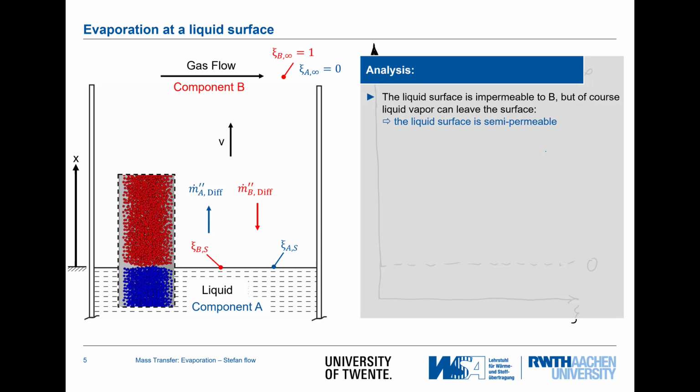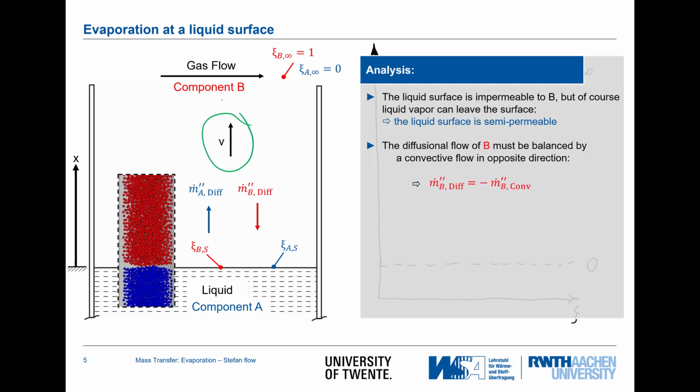Because the surface is impermeable to B, we saw that this diffusional flow of B must be balanced by the convective flow that I'm showing here. And this means the mass flow rate by diffusion is minus the mass flow rate by convection and vice versa. And the consequence for A is that the diffusional flow rate of A gets enhanced by this convection. And now let's do some math.